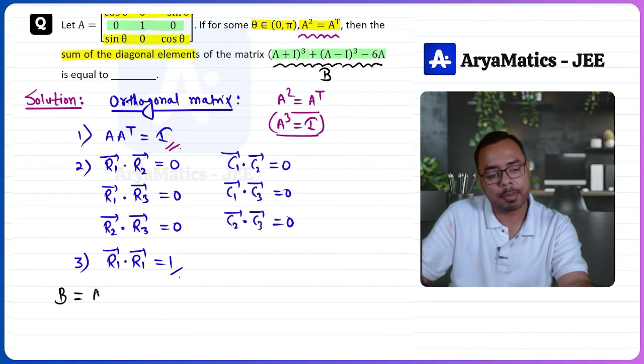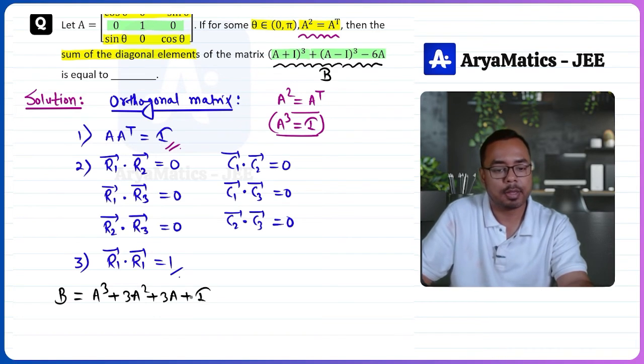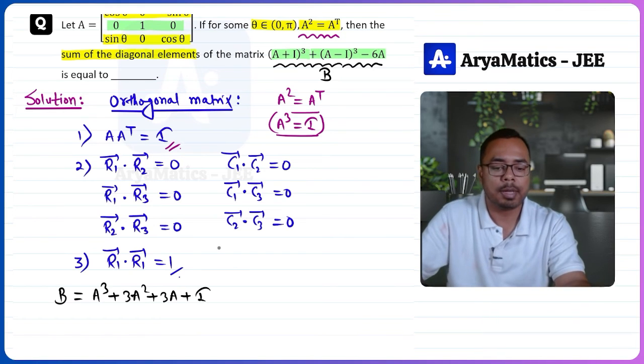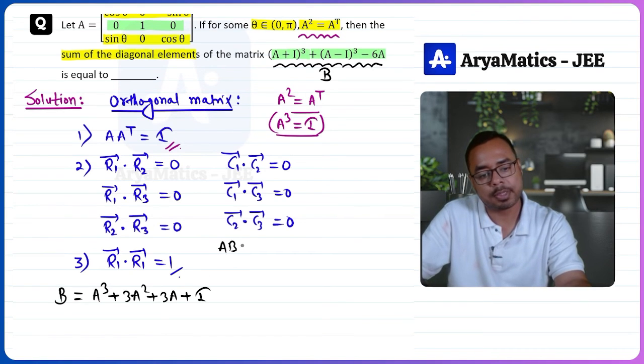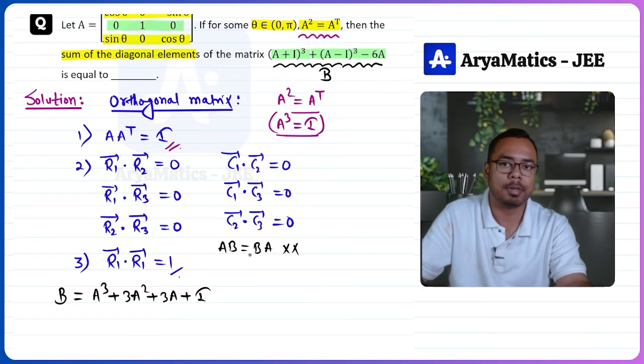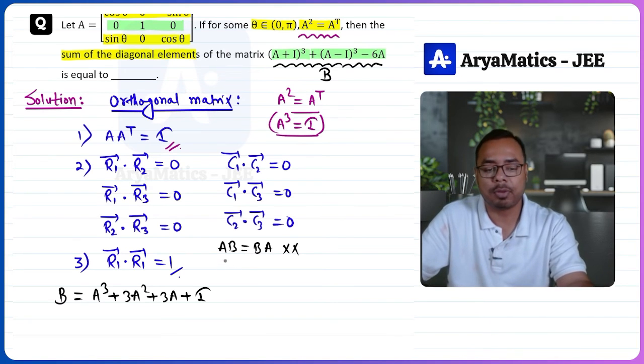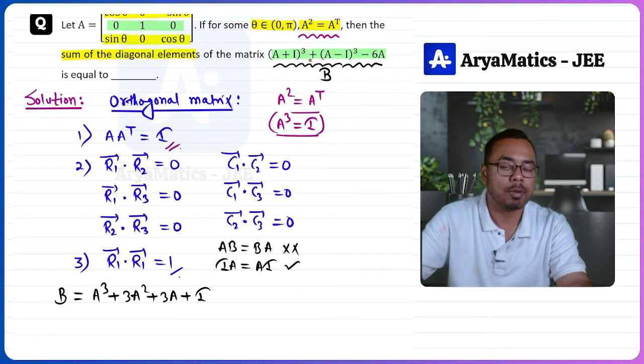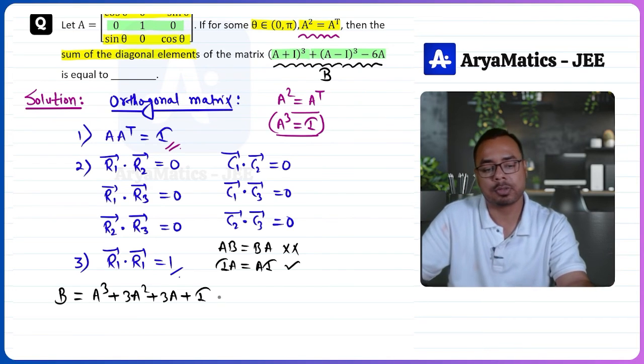So this will become A cube plus 3A square plus 3A plus I. Remember, generally matrix multiplication is not commutative. That means AB and BA are not the same, and therefore we cannot use the standard formula of A plus B square or A plus B cube and so on. But if one of the matrices is the identity matrix, then it becomes commutative. A into I is the same as I into A, and therefore we can use those formulas of A plus B cube or A plus B square and so on.